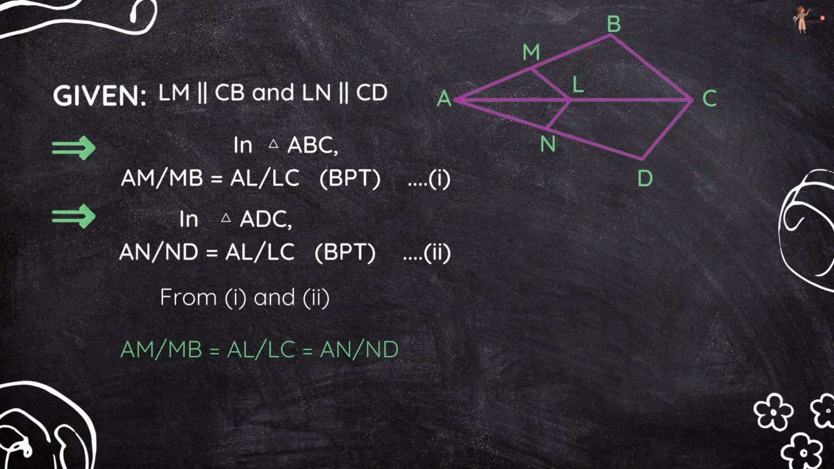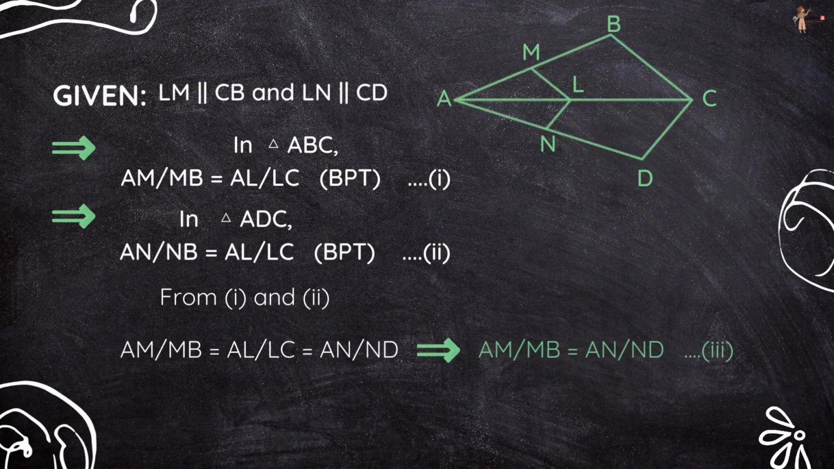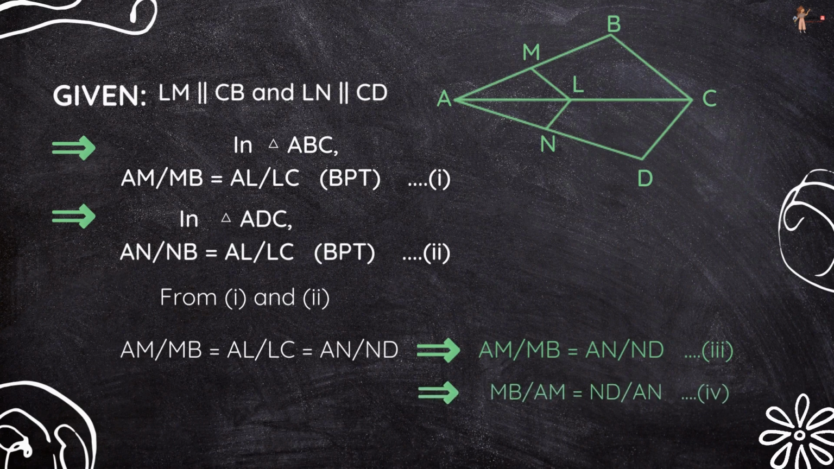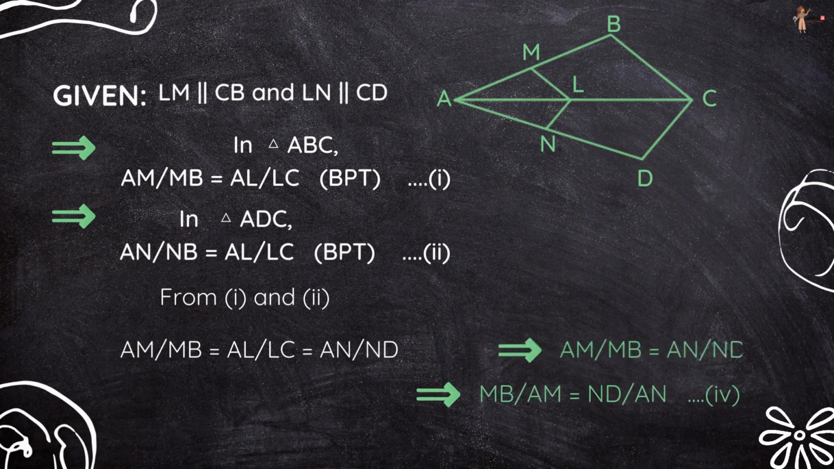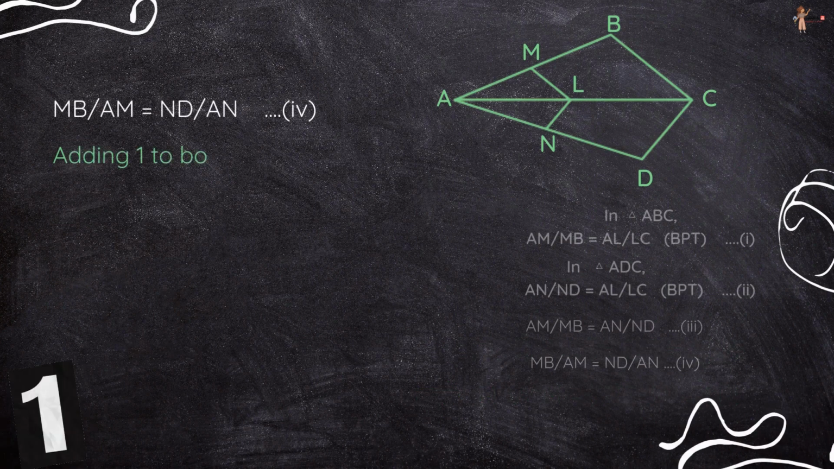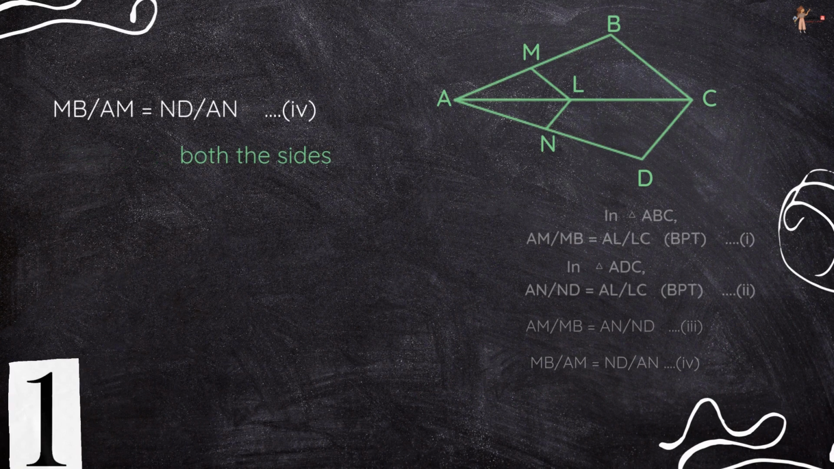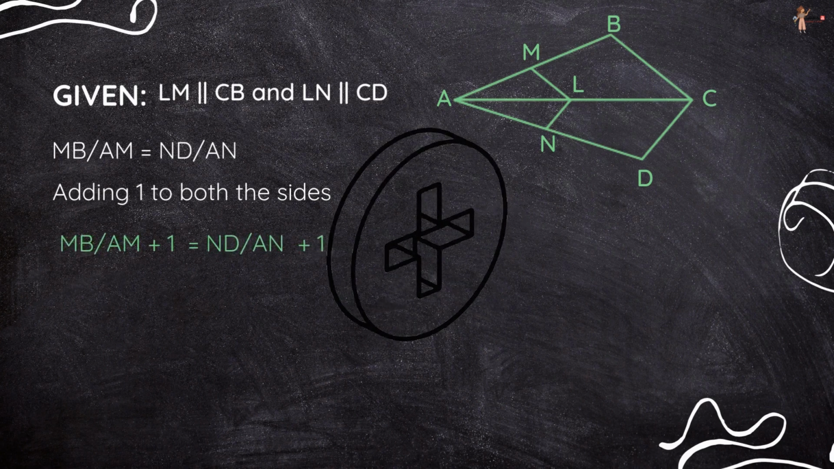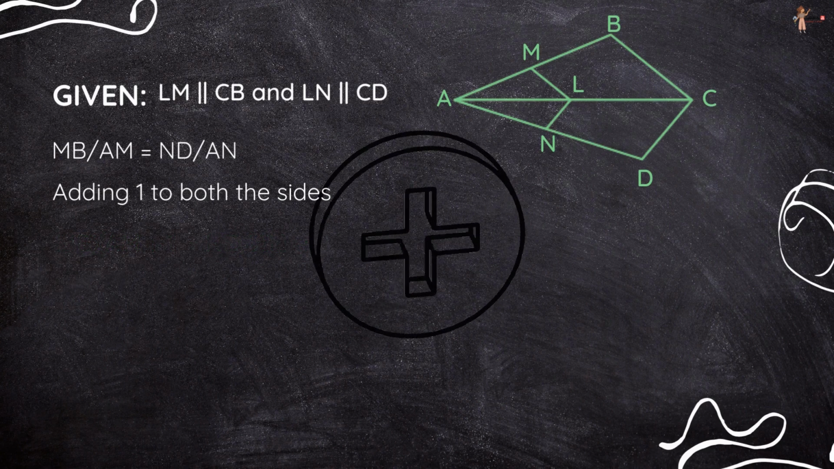From these two equations, AM upon MB is equal to AL upon LC and is also equal to AN upon ND. Thus, AM upon MB is equal to AN upon ND. Reversing it, we get MB upon AM is equal to ND upon AN. Now let's add 1 to both the sides. We get MB upon AM plus 1 is equal to ND upon AN plus 1.